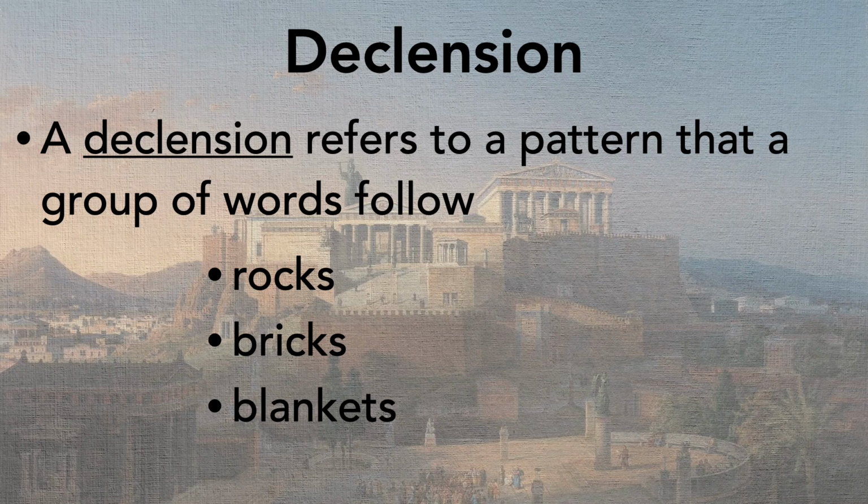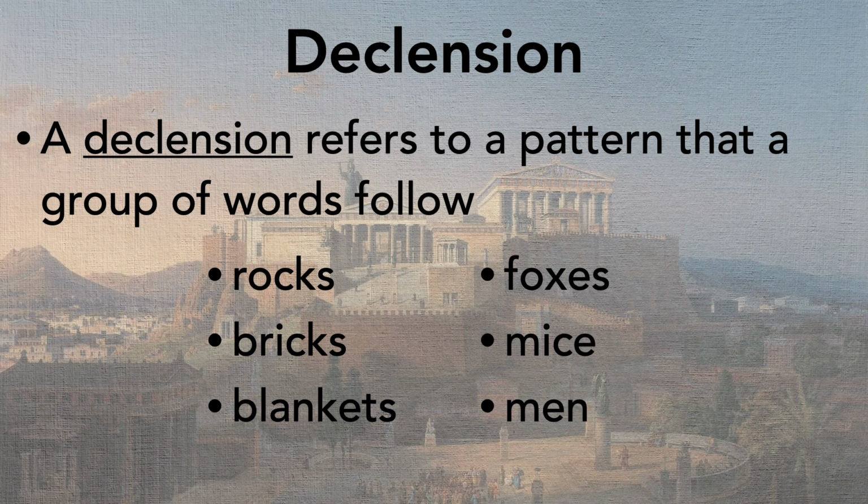So I'll give you an example in English. There's a whole bunch of words in English that become plural. You go from singular to plural for a particular word just by adding an S. Look at these examples. Rock becomes rocks just by adding an S. Brick becomes bricks just by adding an S. Blanket becomes blankets just by adding an S. That's a declension. That's a pattern of how you make certain words plural.